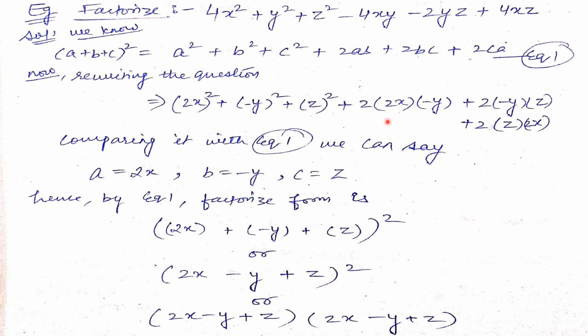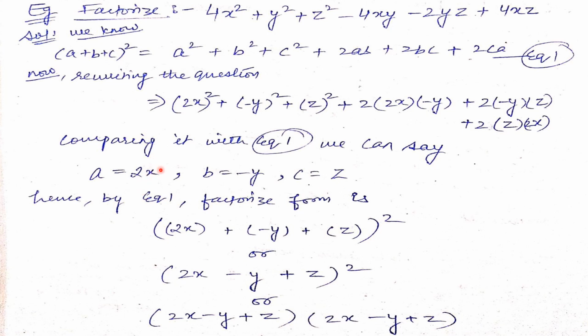Okay, so after writing this, we can compare this equation with the formula equation. You can compare both expanded parts, and by comparison you can say a square is 2x square. That means a is equal to how much? 2x. b is equal to how much? Minus y. And c is equal to how much? z. That is why I have written like this: a is 2x, b is minus y, and c is z.